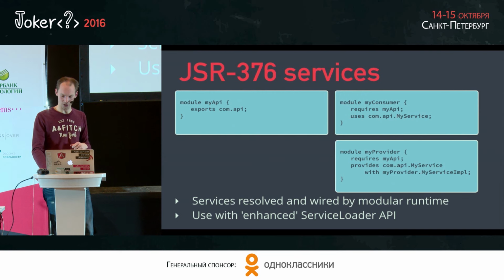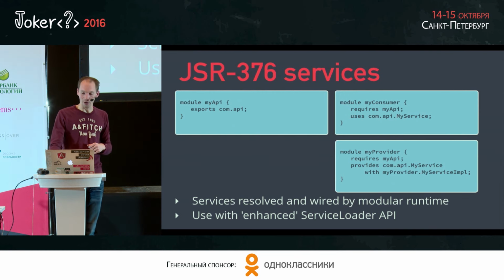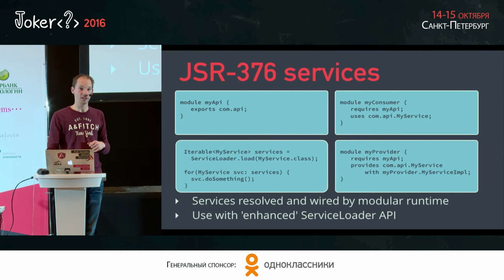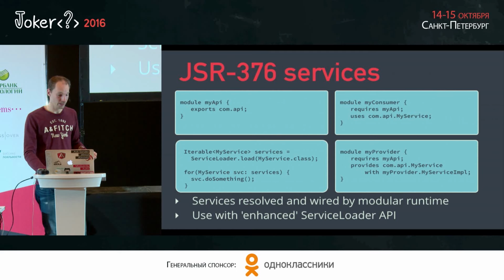So the last question that we need to answer here is, how do I actually get those instances in my consumer module? And that's using the existing service loader API. So there's a service loader.load call, which you give the interface type in this case, and it will give you back an iterable of all instances that have been located in the service registry. So that can be one provider module providing an instance, but there can also be multiple provider modules, or even zero. This is the form of loose coupling that you can have using services.